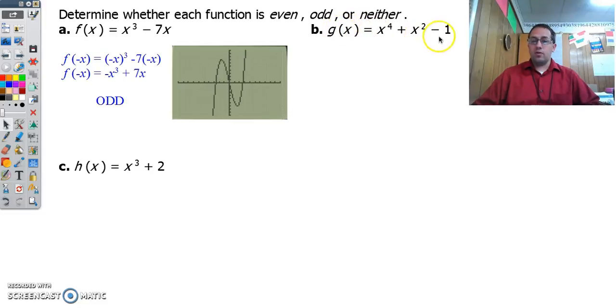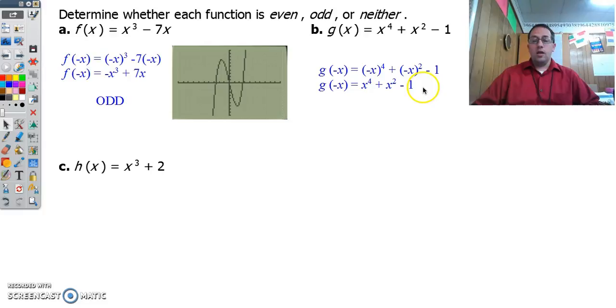All right, so on B, first thing we're going to do, we're going to plug in a negative x for all of these x's. And so we have negative x to the 4th, negative x squared, and then minus 1. Well, a negative raised to the even power is going to come out positive. So this is positive x to the 4th. Negative raised to an even power again, so it's going to be positive, so positive x squared, and then the minus 1.